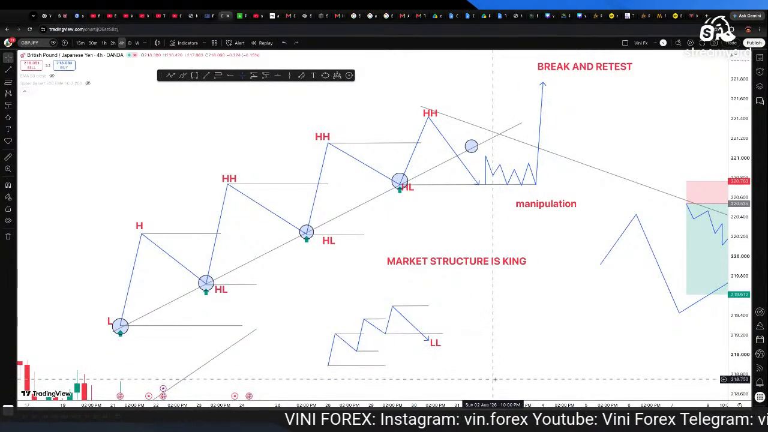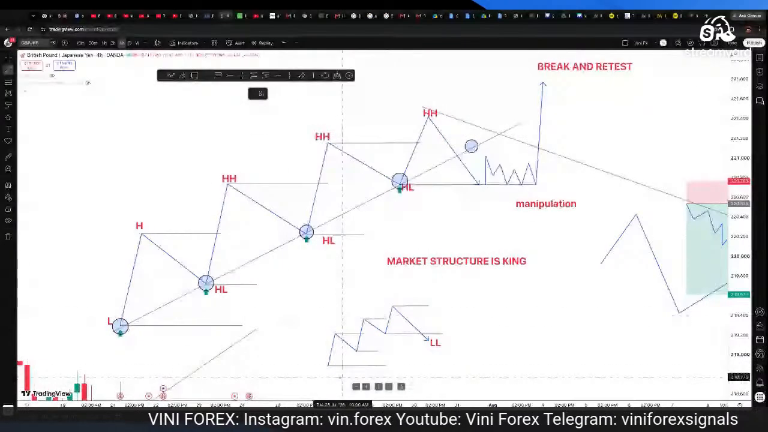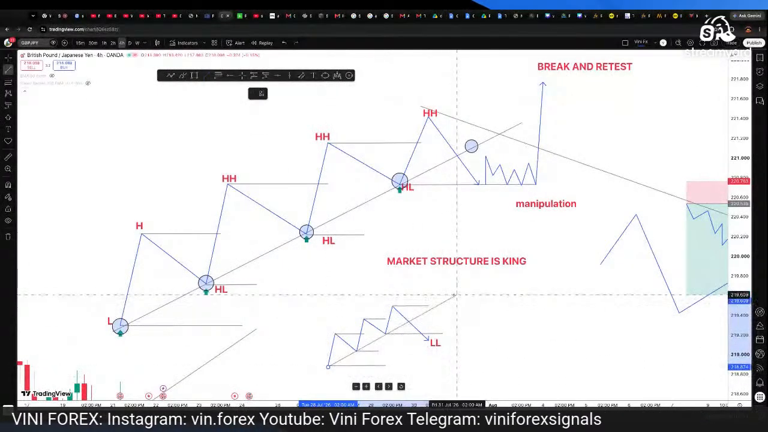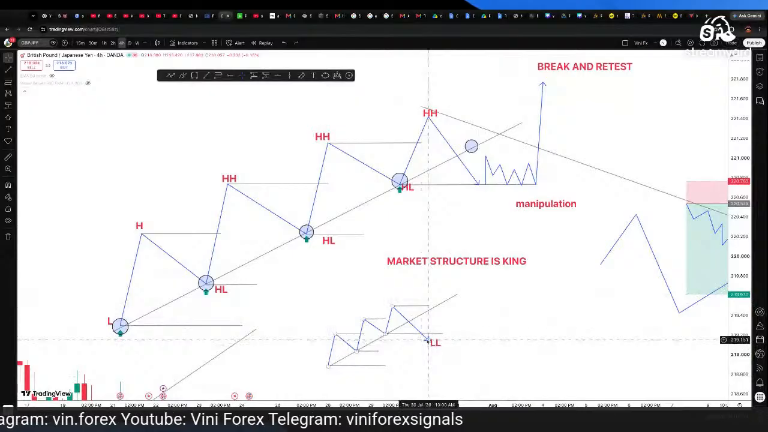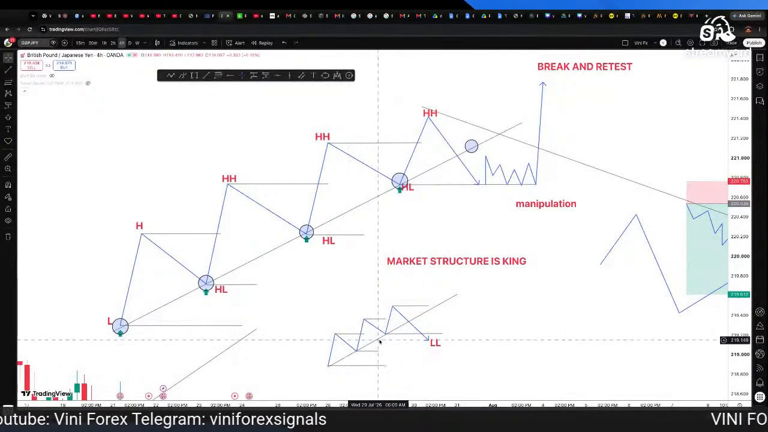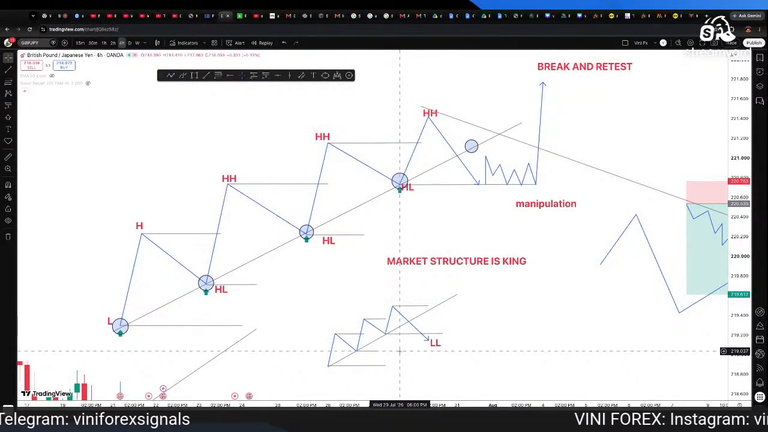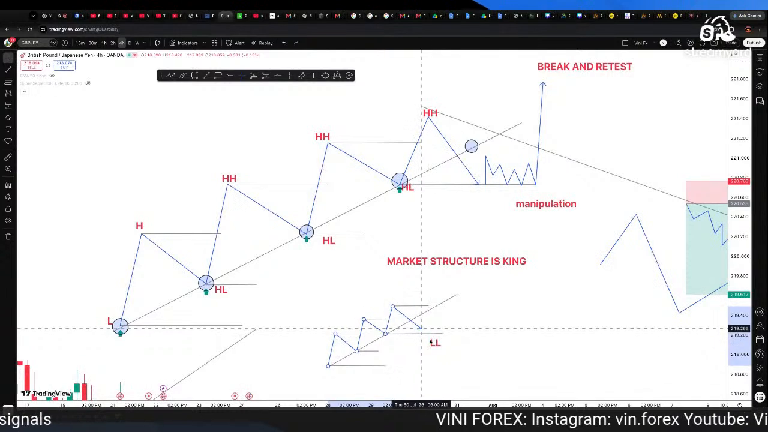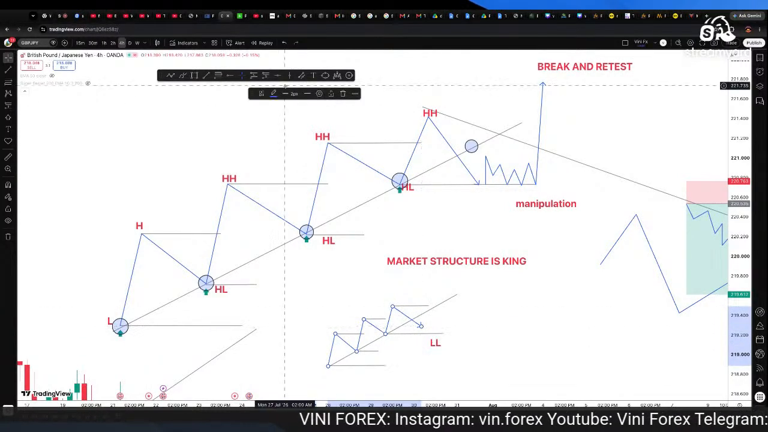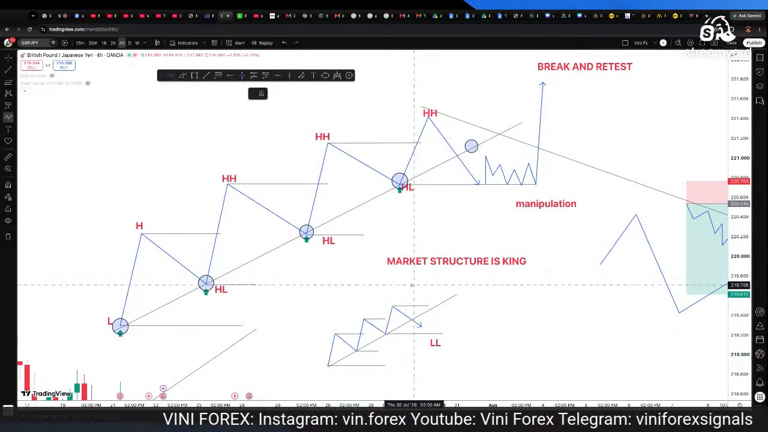Yes, sir. So even though your trend line is there guiding you, we have two things here now. Market structure is king. Even though the market closes here, it is still an uptrend. It can still buy.